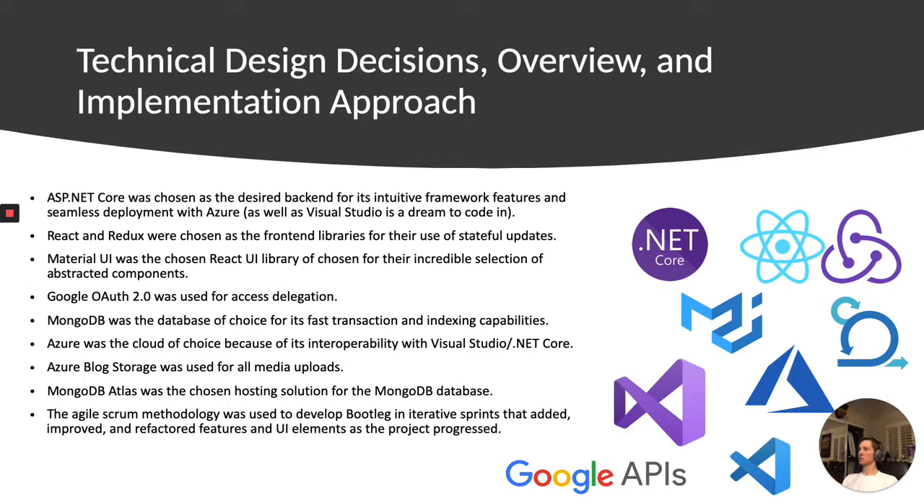ASP.NET Core was chosen as the desired backend for its intuitive framework features and seamless deployment with Azure, as well as I'm just a big fan of C# and Visual Studio. I like Visual Studio, Visual Studio Code. I use both of those a lot. I used Visual Studio 2019 for all the backend stuff, and then I'd have Visual Studio Code open on the side for all my JavaScript, everything in React.